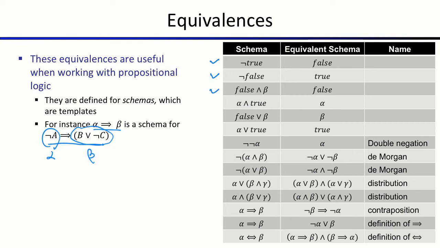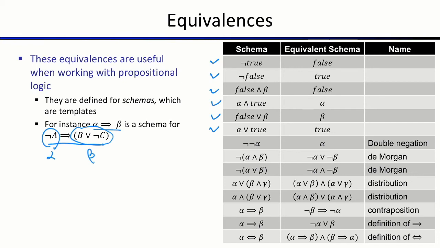And false and beta is going to be false, because it doesn't matter what the value of beta is. We are making a conjunction with false, so it is going to be false. And alpha and true is going to be alpha. It makes sense because it will depend on the value of alpha to get the final result. So yeah, it makes sense. False or beta is going to be beta, okay? And alpha or true is going to be true. All right, so these are very simple ones.